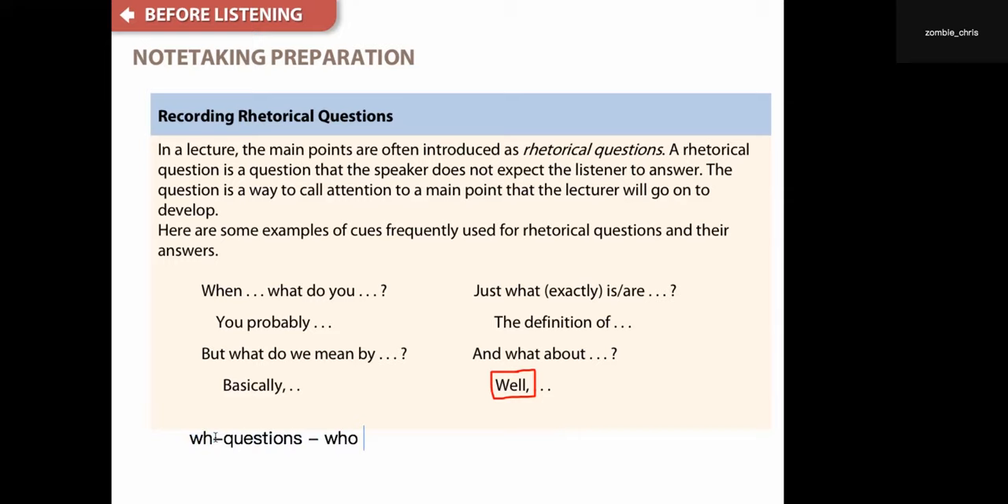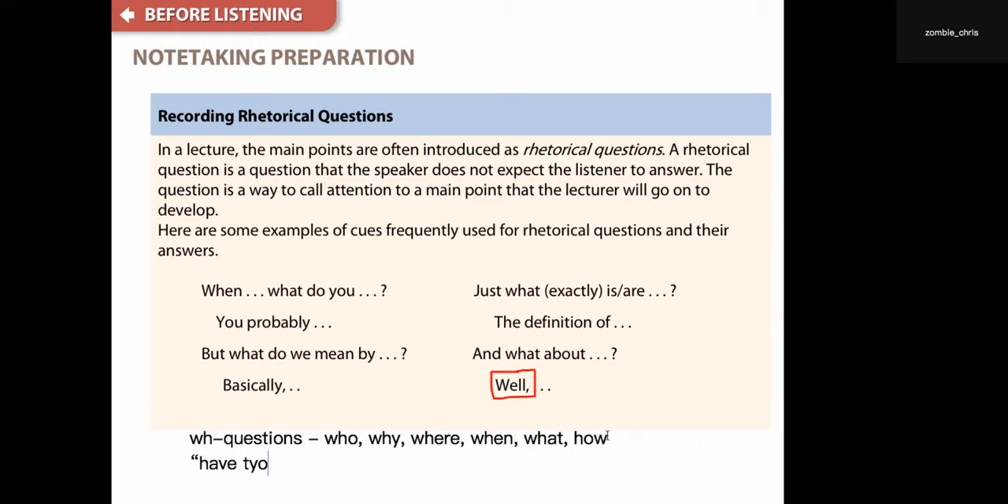Who, why, where, when, what, and how? These are the only rhetorical questions that we can ask. So we always create rhetorical questions with who, why, what, when, where, how.